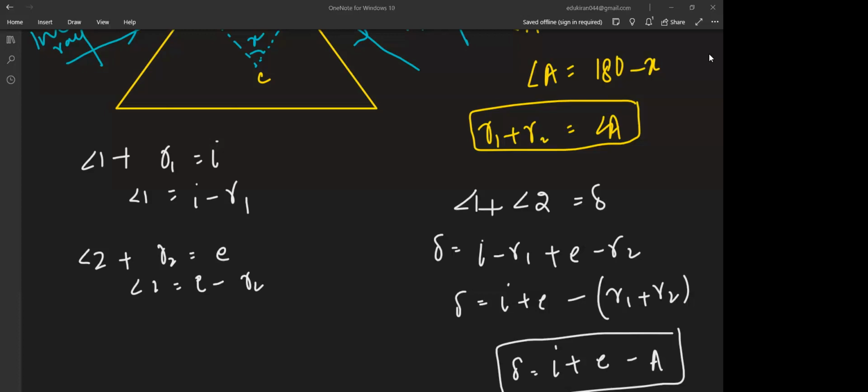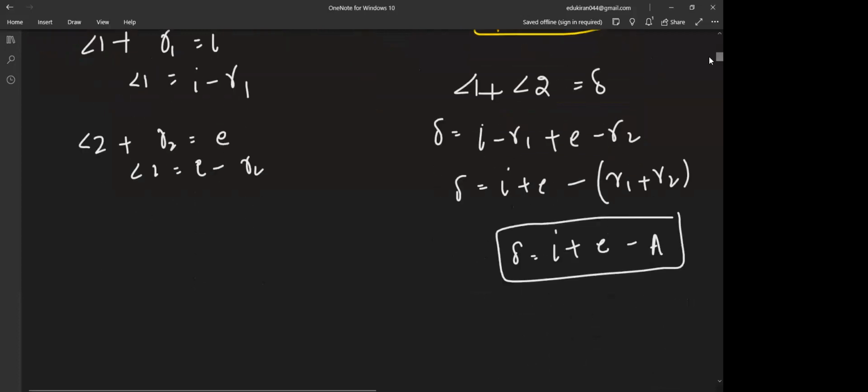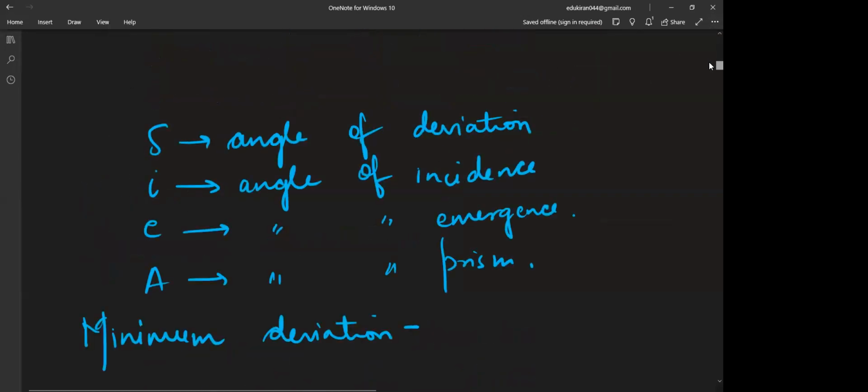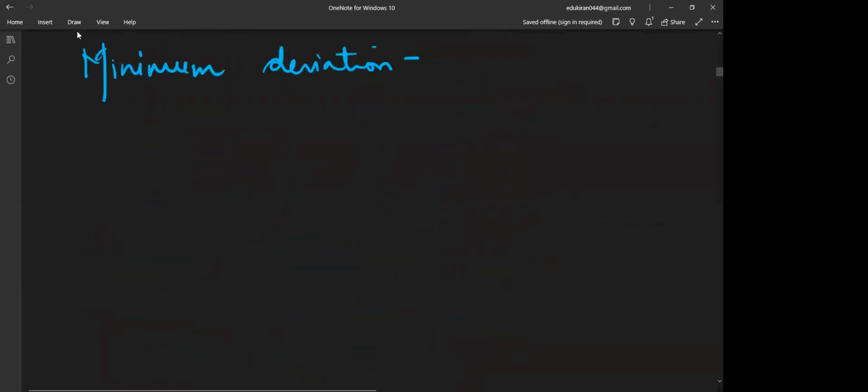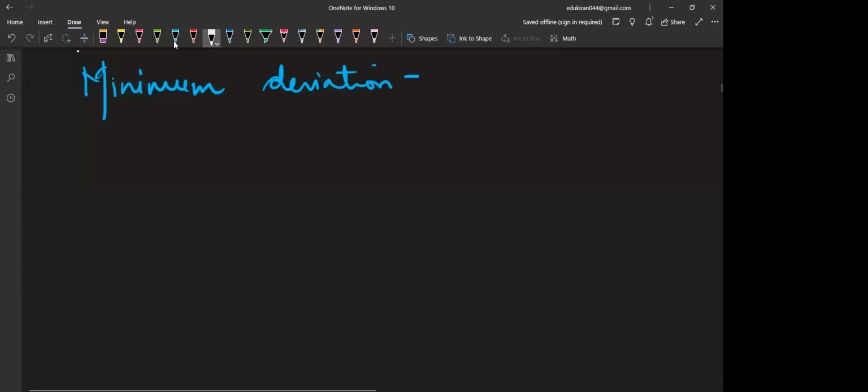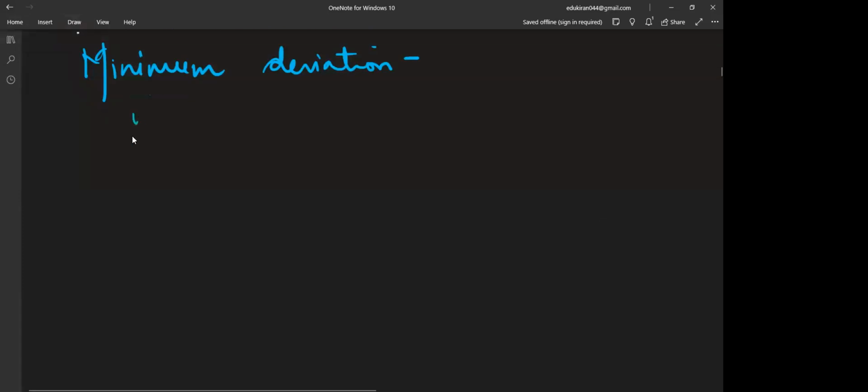Okay, now the conditions for minimum deviation, when we'll get the angle as less. So we have the equation delta is equal to I plus E minus A. So from here, we have conditions for the angle to be minimum. For minimum deviation, basically two conditions are there that have to be fulfilled. First is that angle of incidence is equal to angle of emergence.